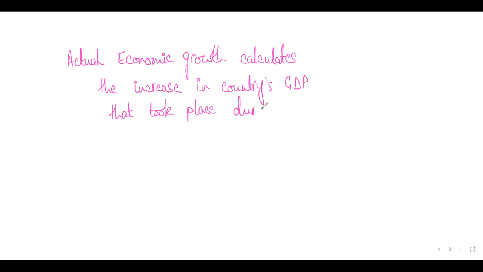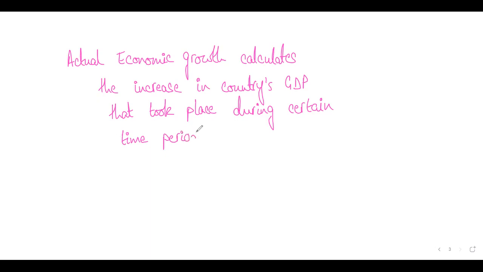During a certain time period. Usually it's a year, but it can also be for different time periods like 6 months or 1 quarter and so on and so forth. That took place during a certain time period. Is this making sense, students? So that is the first thing that you will explain over here.